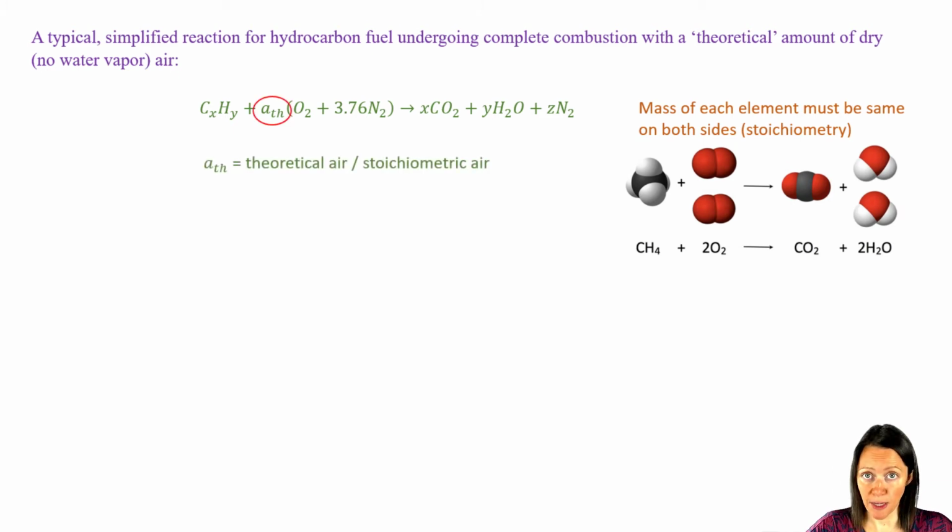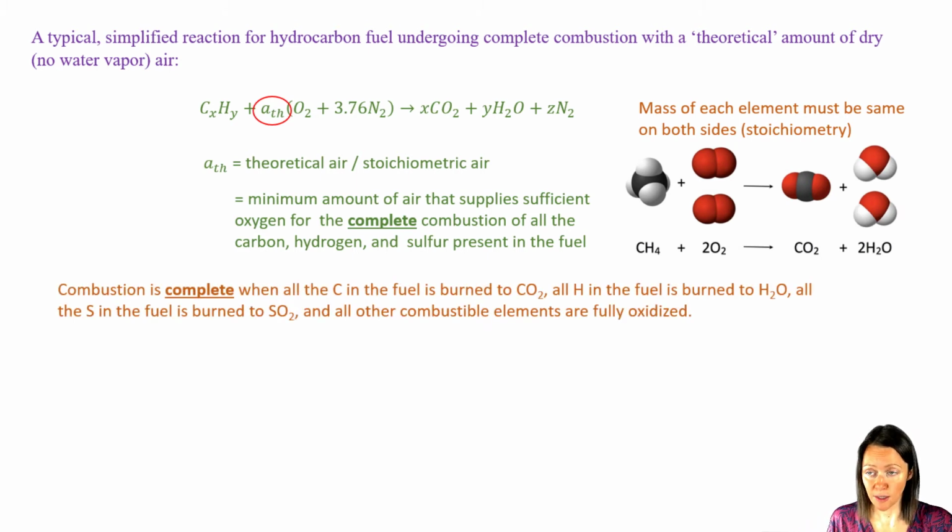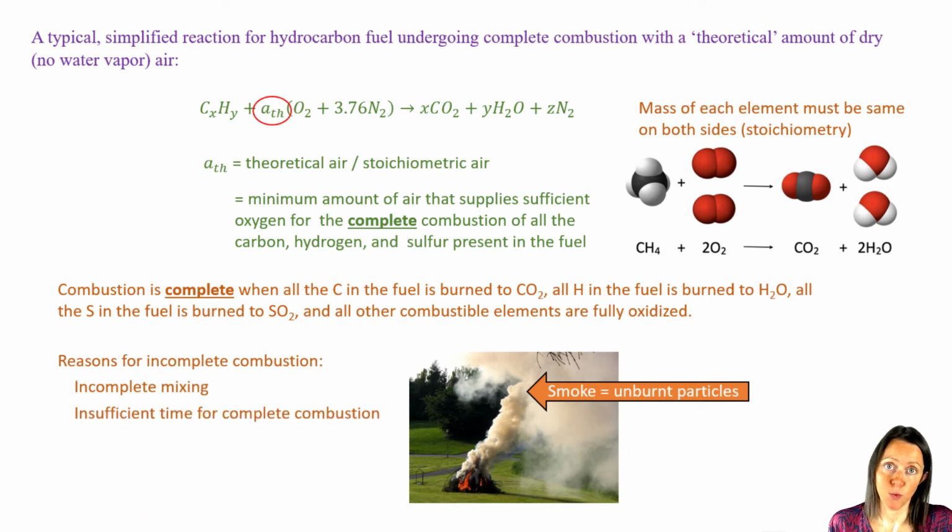That A sub TH, that's the theoretical air, the stoichiometric air. It's the minimum amount of air that's required to have complete combustion and convert all of the carbon in your hydrocarbon fuel to CO2, all the hydrogen in that hydrocarbon fuel to water. If you had a sulfur-based fuel, convert all of that sulfur to sulfur dioxide. So it's the minimum amount to have that equation balance. Now you can have incomplete combustion, and that's where smoke comes in. So smoke is just unburnt fuel particles. Reasons for incomplete combustion: incomplete mixing, insufficient time for complete combustion to occur. There's something called dissociation that can be a problem at high temperatures.